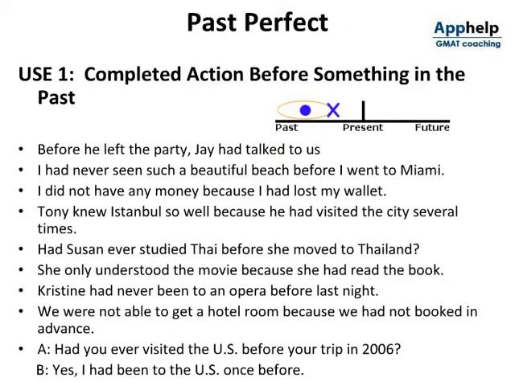Past perfect tense. This tense is important as there are questions on GMAT sentence correction related to this. Use 1. Completed action before something in the past. Some examples are: before he left the party, Jay had talked to us. I had never seen such a beautiful beach before I went to Miami.